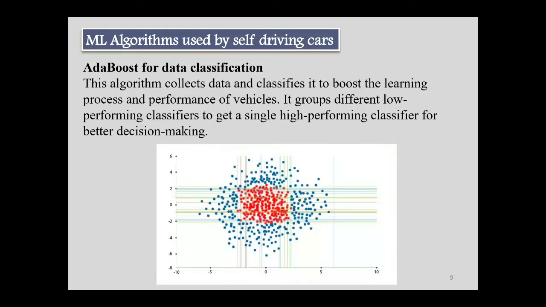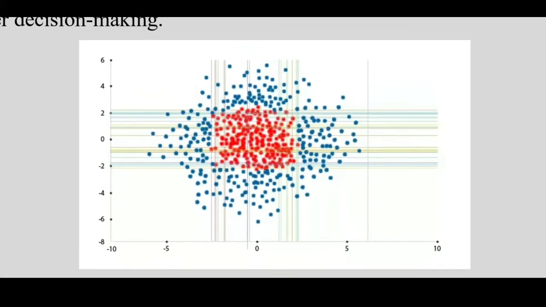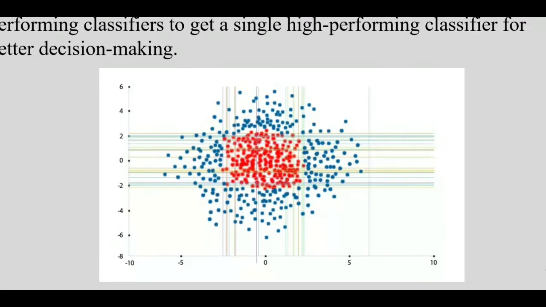The next one is AdaBoost for data classification. Here is an image. These algorithms collect data and classify it to boost the learning process and performance of vehicles. It groups different low performing classifiers to get a single high performing classifier for better decision making.